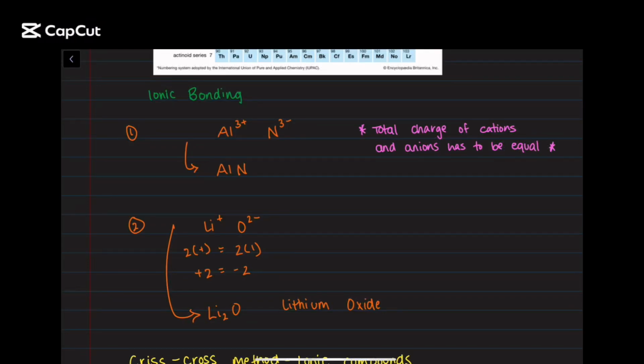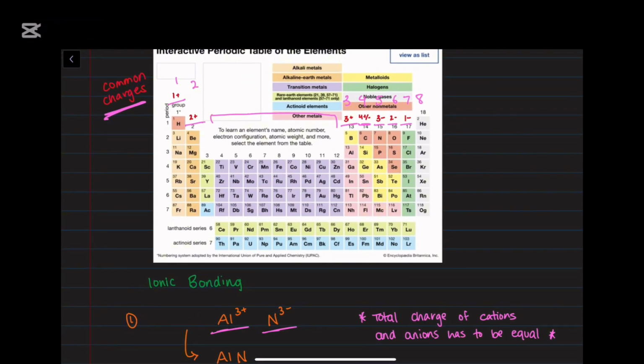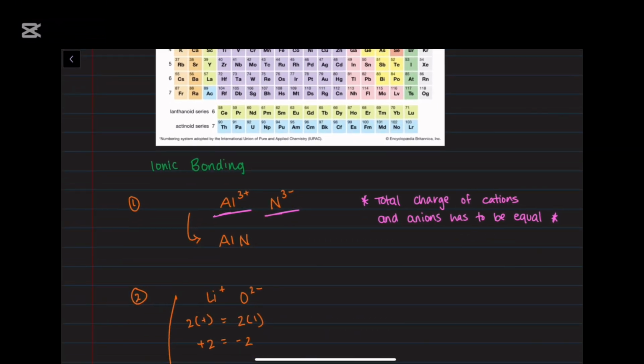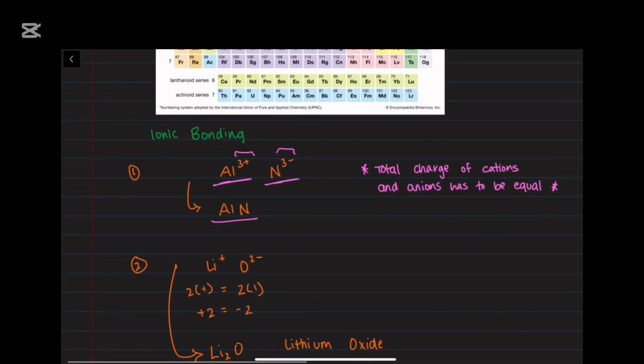So below I have a couple of examples of ionic bonding and how to work with their charges. We can see here aluminum has a charge of +3 and nitrogen has a charge of -3. If we look up here and try to find it in the periodic table, we can see aluminum is right here, nitrogen is right here. So it corresponds with the charges that I have above. And so you basically have to simplify the numbers. 3 and 3 simplify to 1, so you just have aluminum nitride. That's it. It's as simple as that.